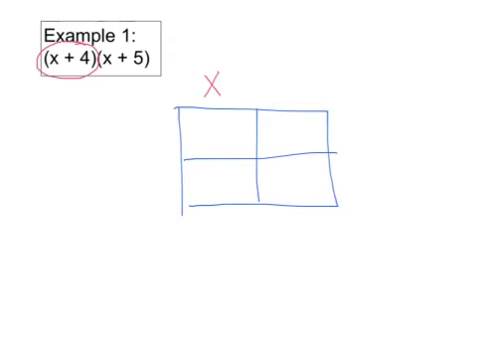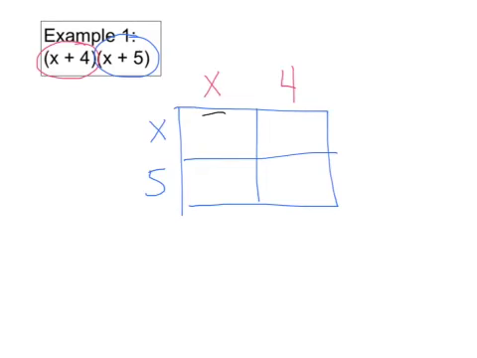So my first term is x, so I'm going to put that above the first box. And my second term is 4, so I'm going to put that above the second box. Then I'm going to take my second binomial, x plus 5, and I'm going to write that down the side. So my first term is x, and my second term is 5. Alright, so then the fourth step is to multiply to fill in the boxes.